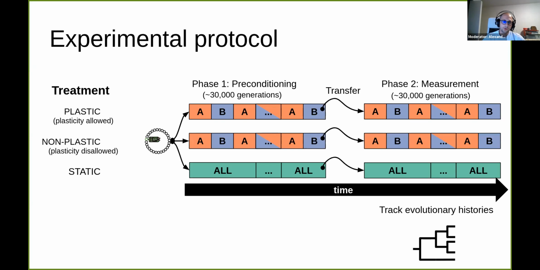For this work, we had a really simple setup. We had three treatments. We had a plastic treatment where we allowed phenotypic plasticity to evolve. We had a non-plastic treatment where we disallowed phenotypic plasticity from evolving. And then we also had the static control, where we evolved populations just in a static environment the whole time, where we rewarded all of the computational functions.